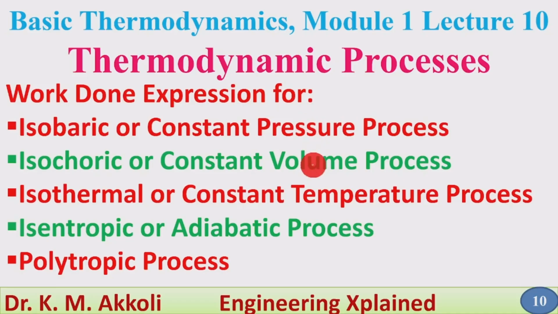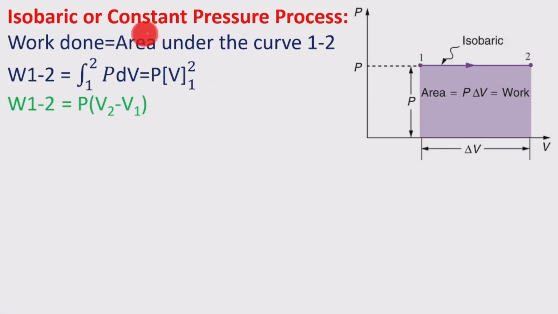And the different thermodynamic processes are isobaric or constant pressure process, isochoric or constant volume process, isothermal or constant temperature process, isentropic or adiabatic process, and polytropic process. For all these processes, I'm going to take the work done expression. First, I will take isobaric or constant pressure process.